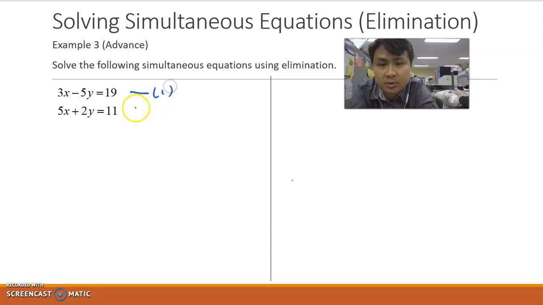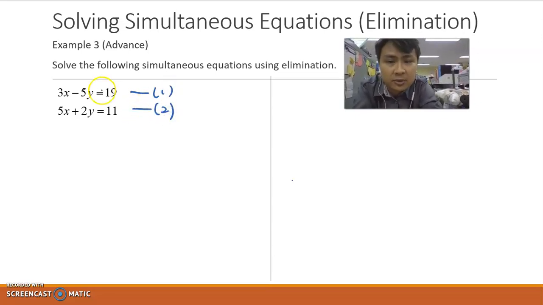So we'll label equation 1 and equation 2 first. If I want to make x the same, what number do we need to have as the coefficient of x? An easy choice will be to have it as 15x. So what will happen here is I need to change 3x to become 15x. That means to say I need to multiply by 5 here. But if I multiply by 5 to 3x, I should multiply by 5 to negative 5y as well as 19 as well. Otherwise, I'll be changing the question. So I should do the same times 5 for everything.